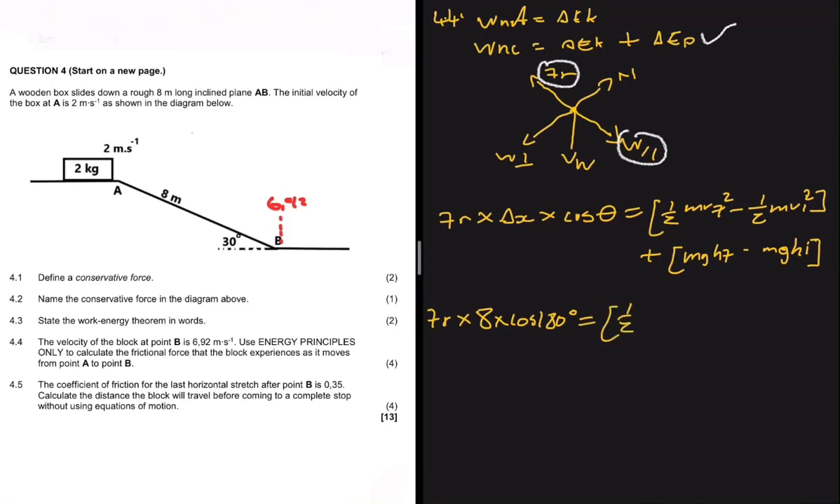That will be equal to a half, the mass of the object is 2 kg, and then velocity final, we've talked about it, 6.92. So we have 6.92 squared, minus a half the mass of the object, which is 2, and then velocity initial, which is 2 meters per second, and we square that. And then we have plus mgh final. The mass is 2 kg, and then g, gravity, is 9.8, and then the height final.